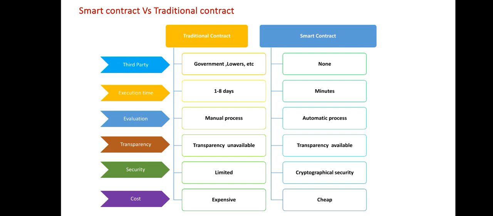And we talk about the cost of the contract. In the case of the traditional contract, the cost is more, or it is expensive, because for making your contract legal you have to pay some government fees. If a lawyer is involved, then we have to pay the lawyer's fees, and so on. So in the case of a traditional contract, the cost is expensive for the contract approver. In the case of the smart contract, the cost is very cheap, because only a data processing rate is required.